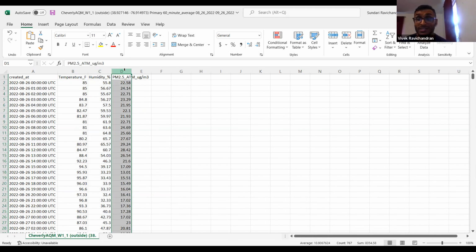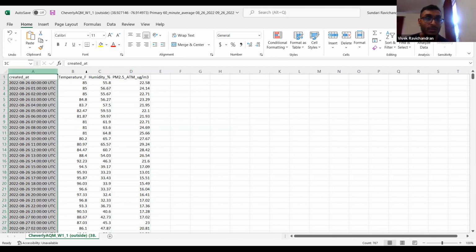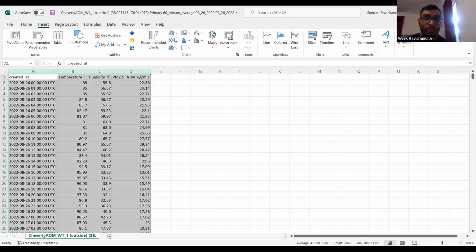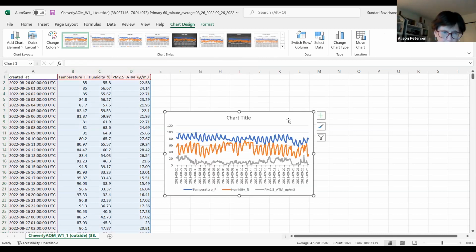From there, the sky is the limit in terms of the analysis. Within Excel, you could insert a chart, add trend lines. You could even, this is like your PM 2.5, temperature and humidity.